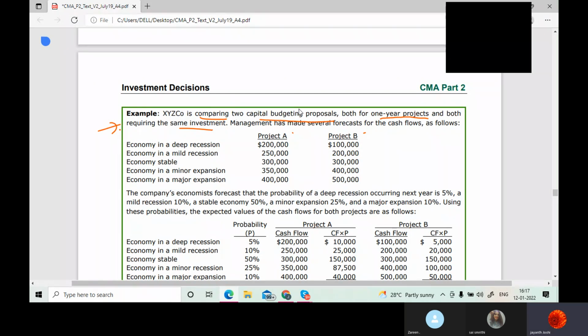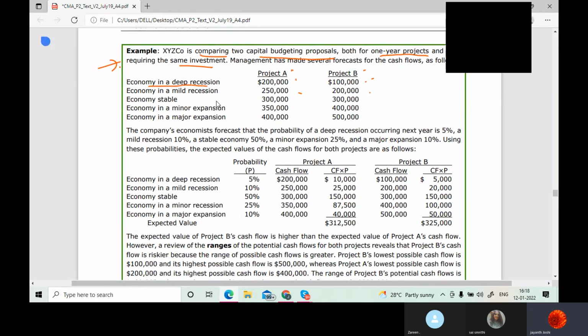They're comparing two capital budgeting proposals, project A and B, both for 1 year projects and both requiring the same investment. Management has made several forecasts for the cash flows as follows: the economy in deep recession, and they expect this investment. In mild recession, this, then stable, this, and minor expansion, this, major expansion, you put more money. Why? Because if there's a recession in the economy, you would not try to take a bigger risk, correct?